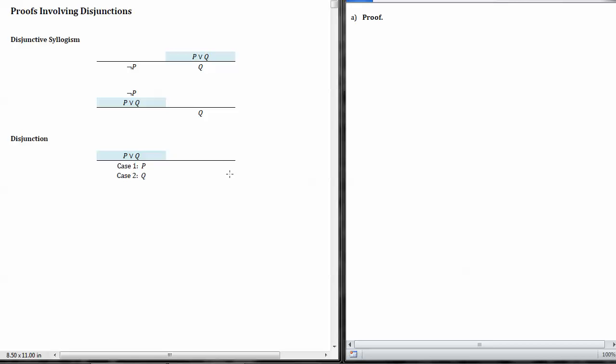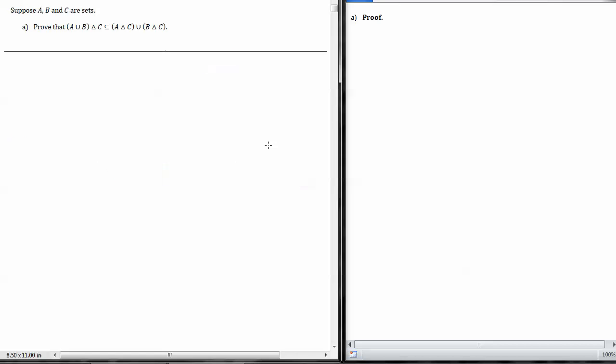For this problem, we're going to have not just disjunctions, but disjunctions inside disjunctions, or nested disjunctions, on both the given side and the goal side. So there's going to be a lot to keep track of. In particular, we're going to have not just a case 1 and case 2, but a case 1a and a case 1b. So here's the problem.